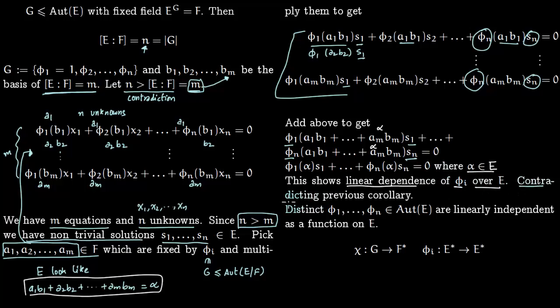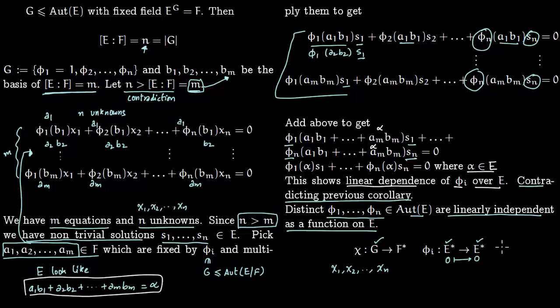And this contradicts the corollary we had in the previous lecture. The previous lecture was linear independence of group characters. Recall that if we have distinct automorphisms of E, then they are linearly independent as functions on E. This was just a corollary. In the previous lecture we said a character of a group is a homomorphism from G to F star, and if you have such characters, then the distinct characters chi1, chi2, all the way to chi n are linearly independent. So this G you replace with E star, and this F star you also replace with E star. E star is a multiplicative group, and the only thing missing here is 0, so 0 maps to 0.